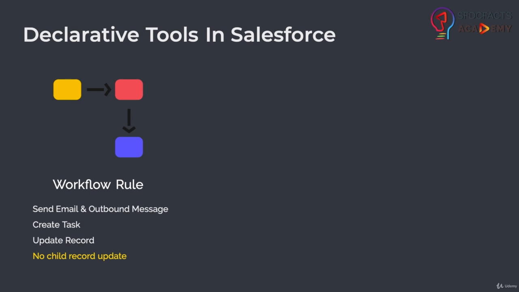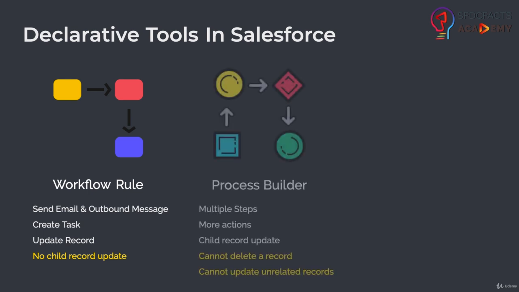Later, Salesforce introduced one more declarative tool which is called process builder. It supports many types of actions, like all the actions in workflow rule except the outbound message. It cannot send an outbound message, but it can send an email, it can create a task or any type of object record for that matter. So you can create any type of record using process builder. It can also update the record, the parent record or the child record.